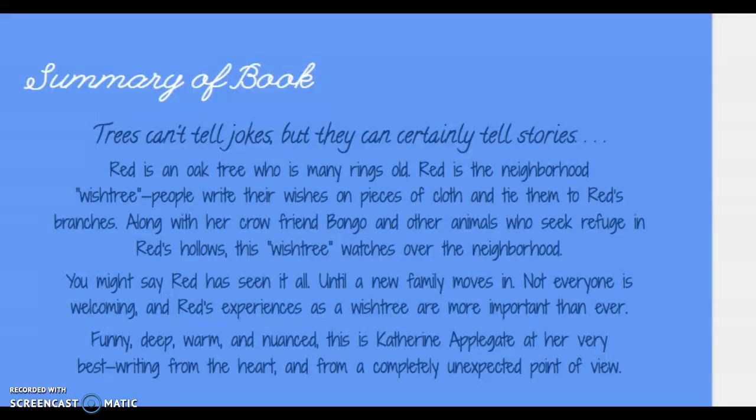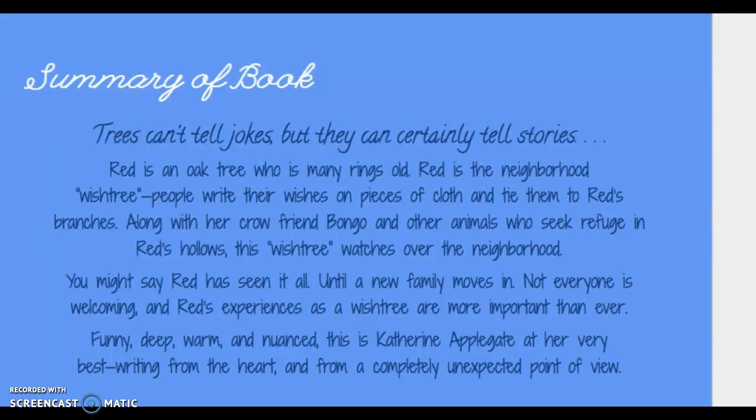Red is an oak tree who has many rings old. Red is the neighborhood wish tree. People write their wishes on pieces of cloth and tie them to Red's branches. Along with her crow friend Bongo and other animals, they seek refuge in Red's hollows. This wish tree watches over the neighborhood.